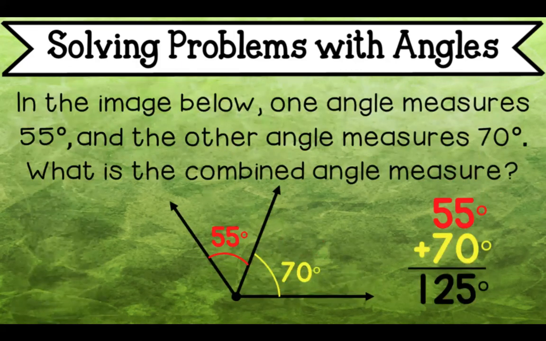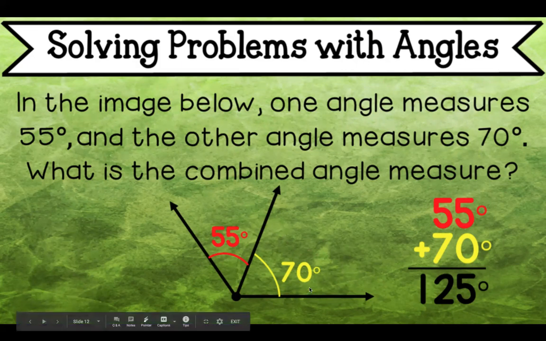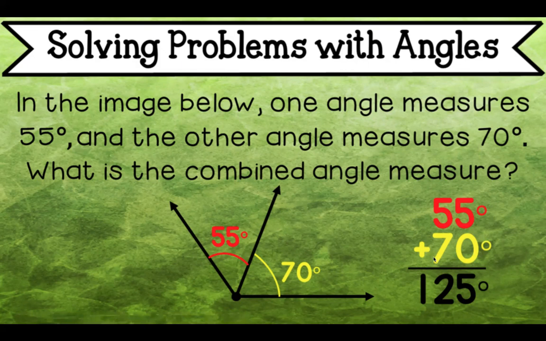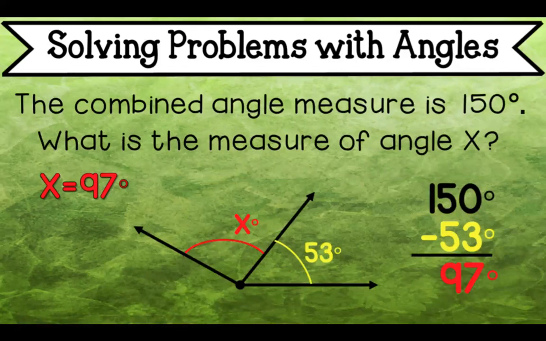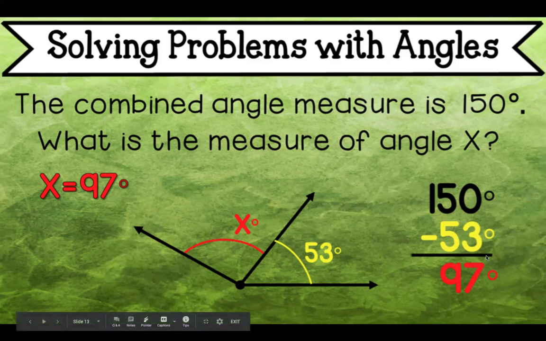So in this one, in the angle image below, one angle measures 55 degrees and the other angle measures 70 degrees. What is the combined angle measure? Well, combined angle measure, we're going to have to add them, and you would get 125 degrees. That would be your answer. Not too bad, right? This one, the combined angle measure, so if you were to add both of them, they equal 150 degrees. What is the measure of angle X? Well, you would have to take the combined measurement, 150, and subtract 53 to find out what X is. And X, if you were to do that, would be 97 degrees.